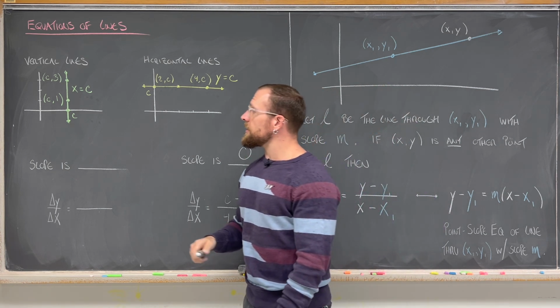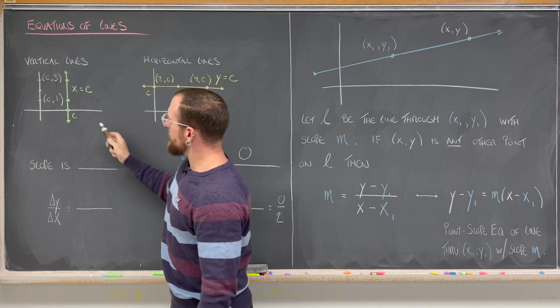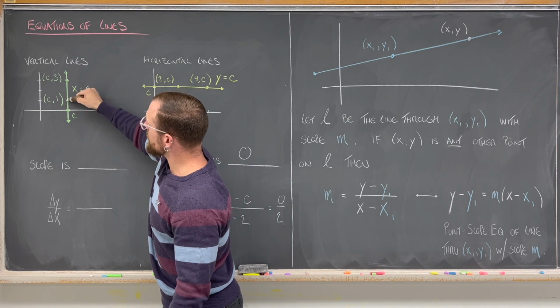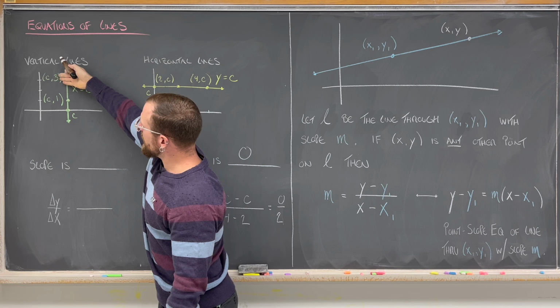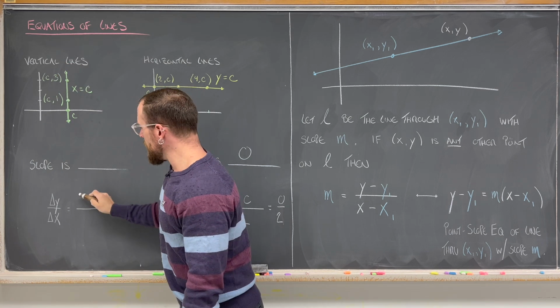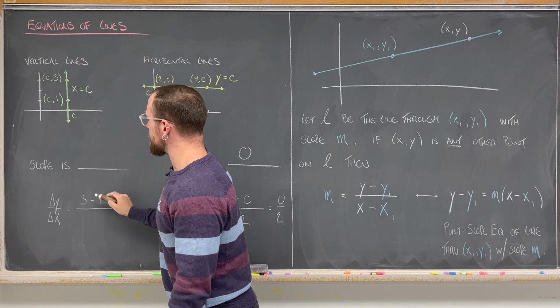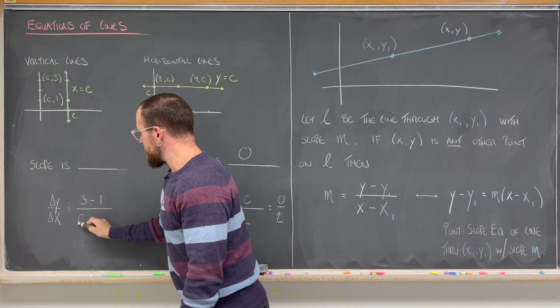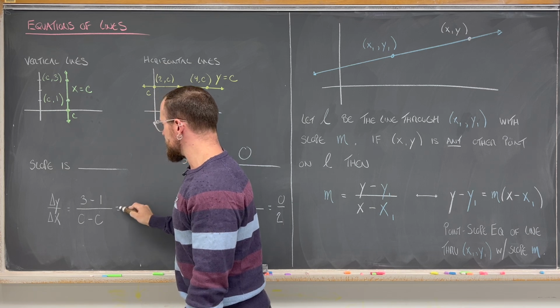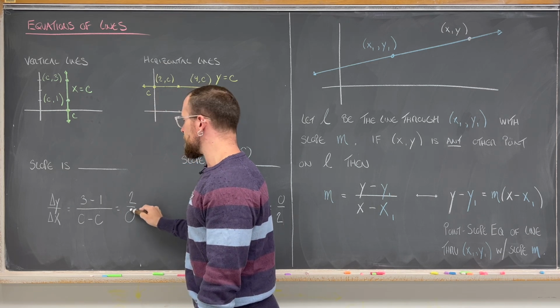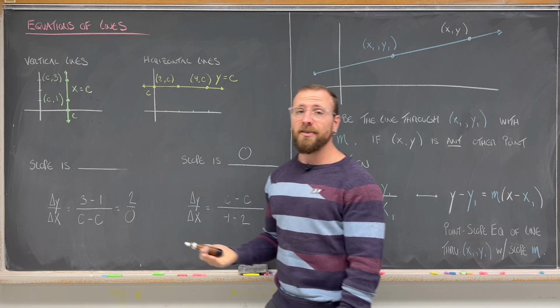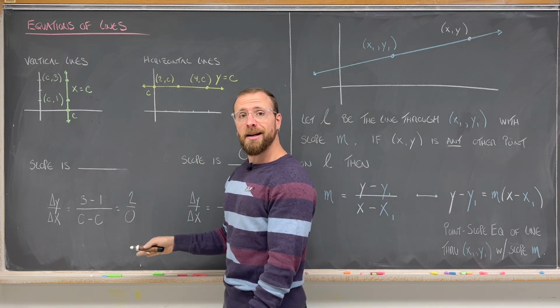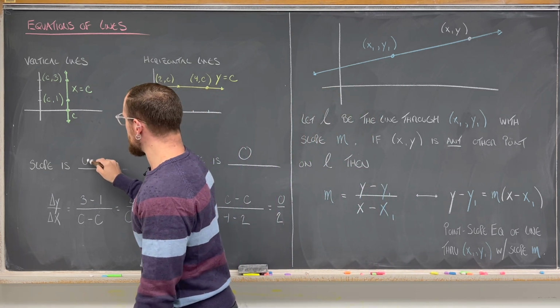When you look at a vertical line, the story is a little bit different. Now I've got 2 points on a vertical line. I have their y coordinates as 3 and 1. We can calculate the change in y as 3 minus 1. But their x coordinates are exactly the same. So you're going to get c minus c. And this is going to be a problem because you have 2 divided by 0. You cannot divide by 0. When a fraction has 0 in its denominator, it's undefined.